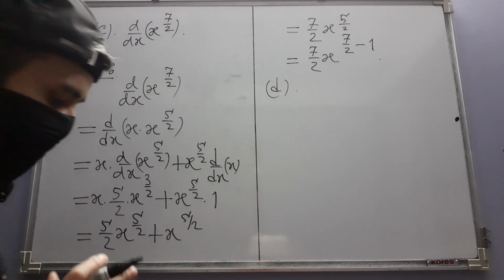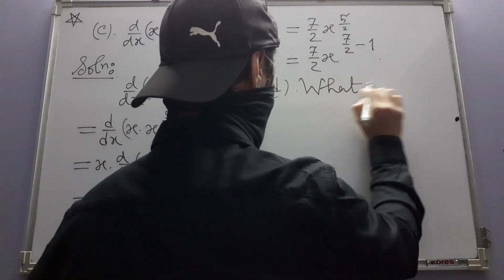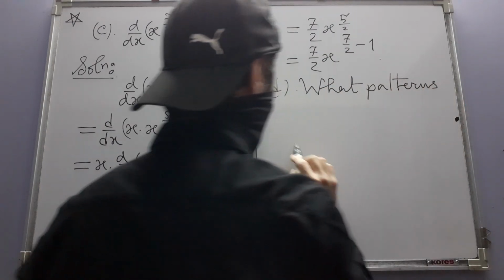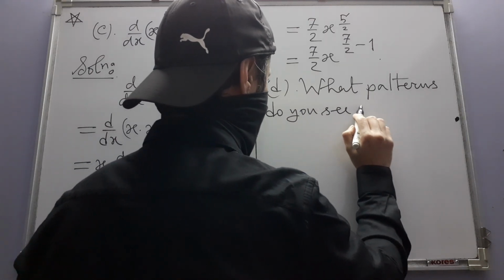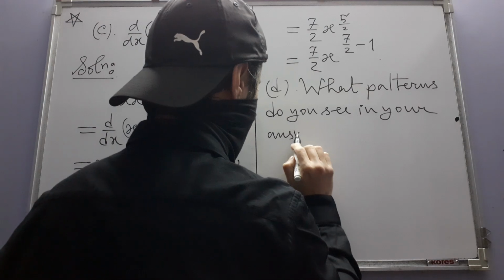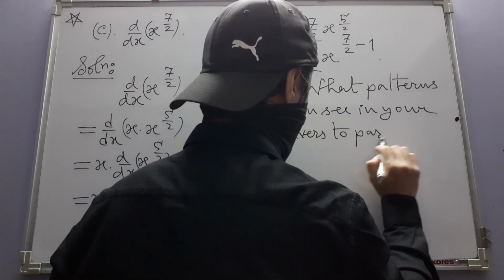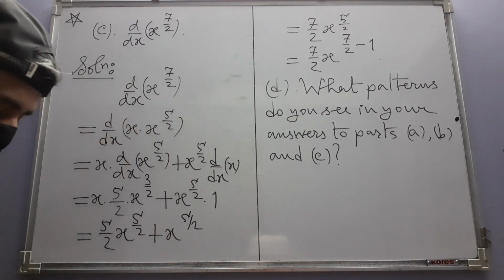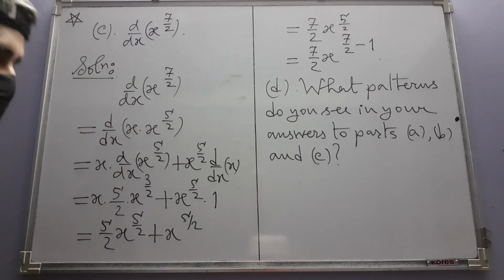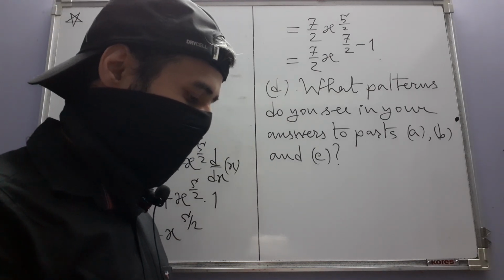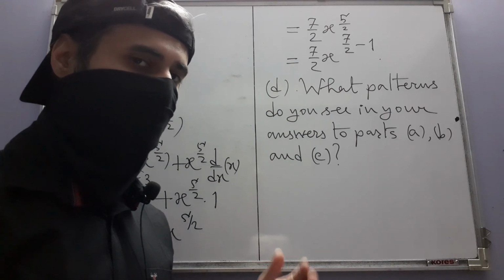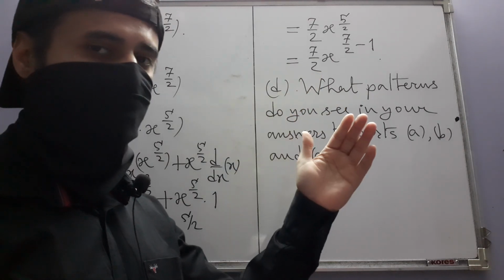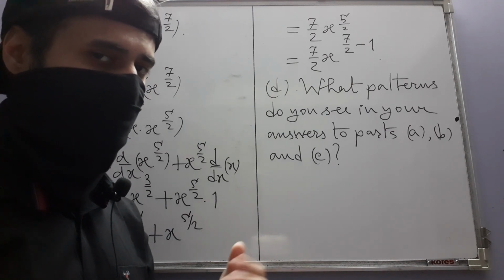Part D asks us this: What patterns do you see in your answers to parts A, B and C? Yeah, that's the question. And there is one comment also. Rational powers are done in section 2.6. Okay, so when we see section 2.6, there we will prove the general version of this, where the function has exponent m divided by n, where m and n are integers and n is non-zero.